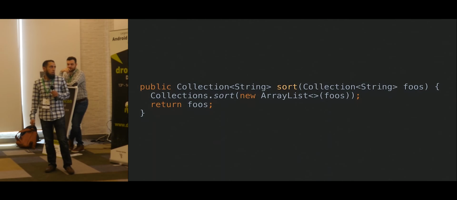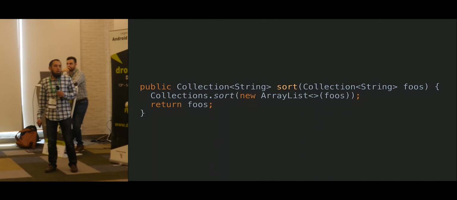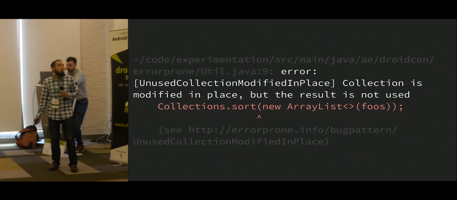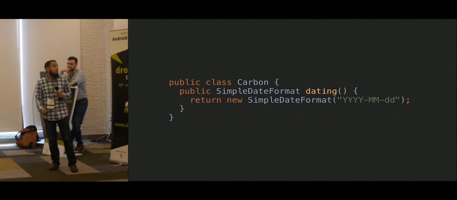Another tool I want to talk about, which is really good for identifying problems, but mainly in Java code, is Error Prone. Error Prone is a tool made by Google for checking Java code. Let's jump into some examples. Here's one where we're trying to sort this collection, but we're accidentally returning the original unsorted collection. It tells us the collection is modified in place, but the result is not used, which might be super hard to catch during code review.